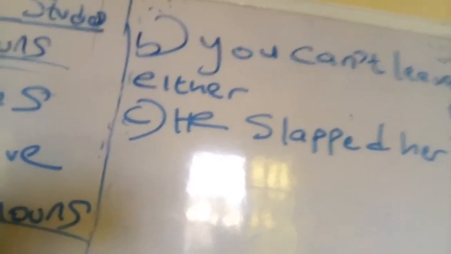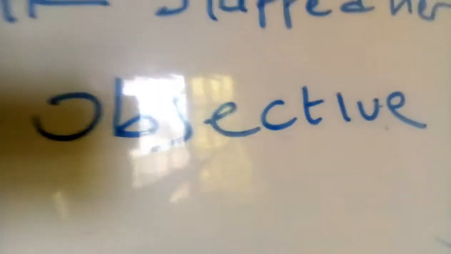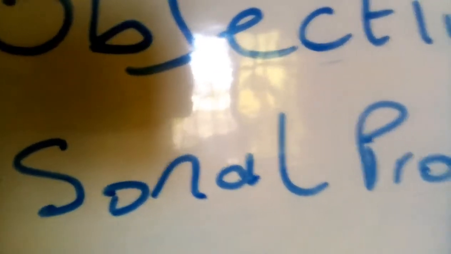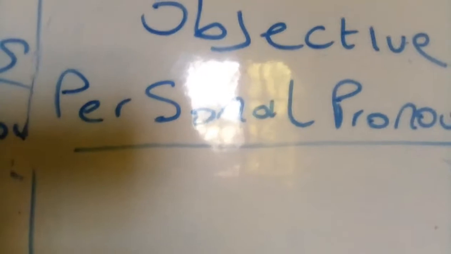Now we're going to look at the objective personal pronoun. That's a personal pronoun that can act as an object. Please, if you just joined us, look at my previous videos so you understand where we are coming from.